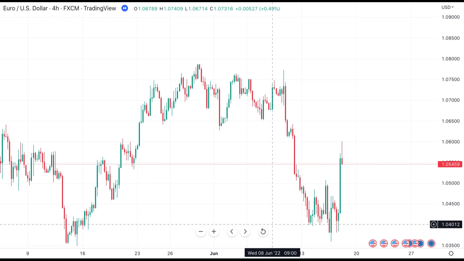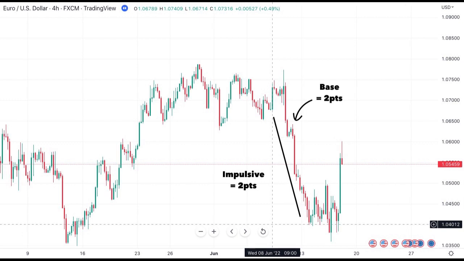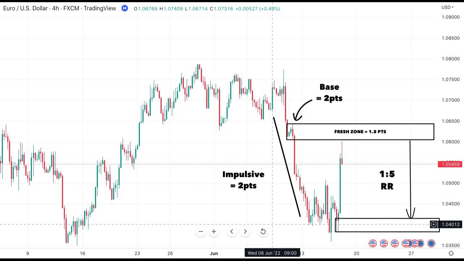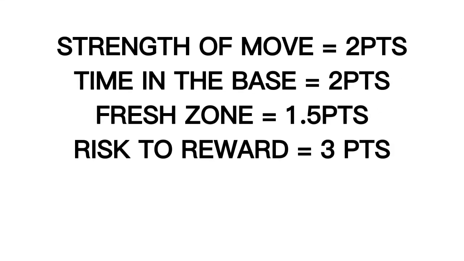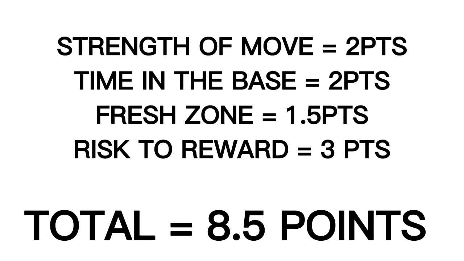Calculating this example with the odd enhancers, we have a strong move equals 2 points, time in the base equals 2 points, fresh zone equals 1.5 points, and a very good risk to reward of more than 1 to 3, which equals 3 points. All these odd enhancer scores make a total of 8.5 points, which is above 7. So, it is a very good setup which will be taken into consideration.